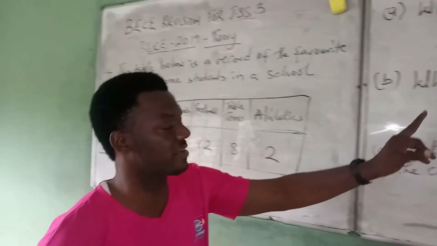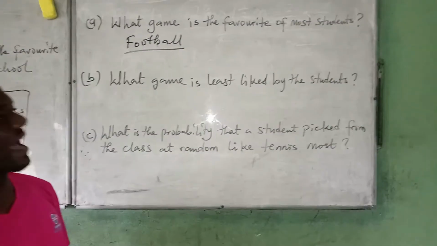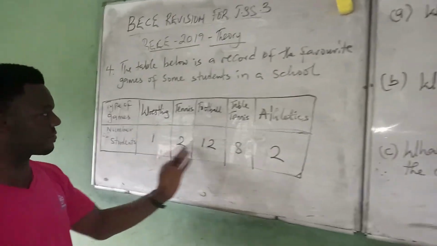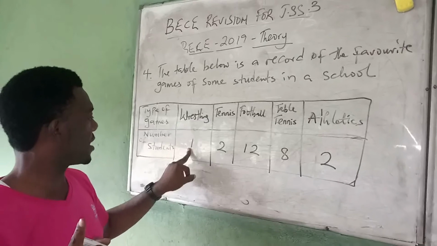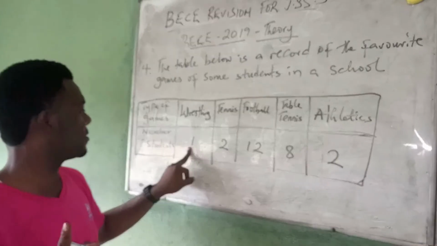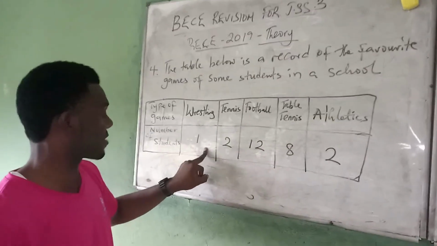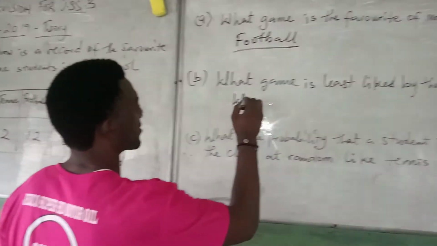Then the second one says, what game is the least liked by the students? When you look at this, you see wrestling has only one student. Only one student likes wrestling. So what game is least liked? So the answer is wrestling.